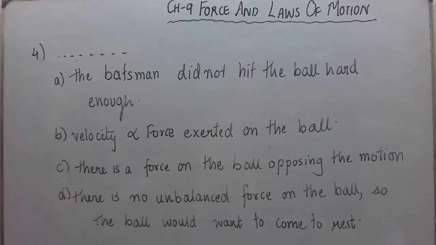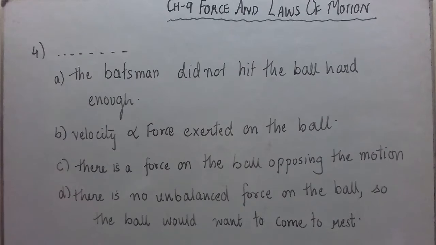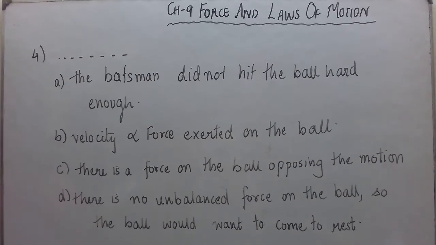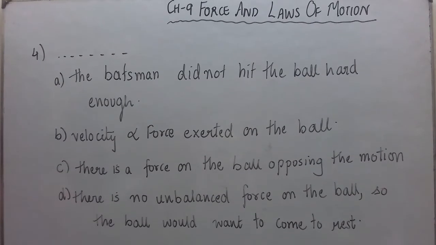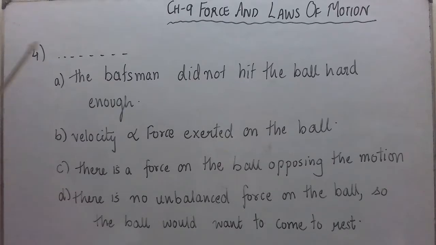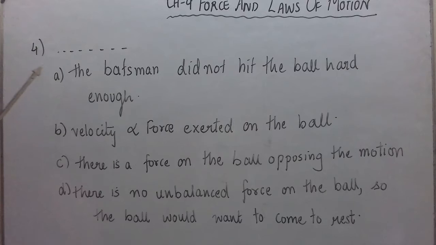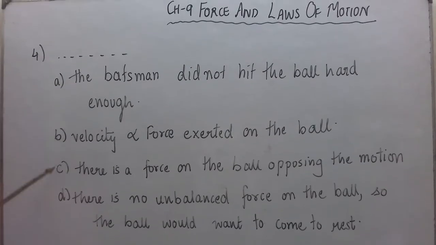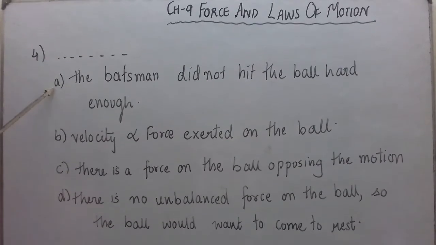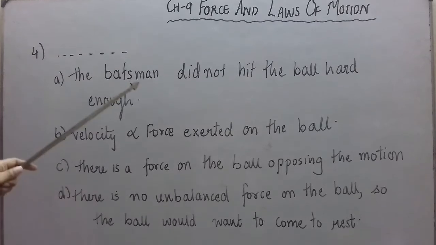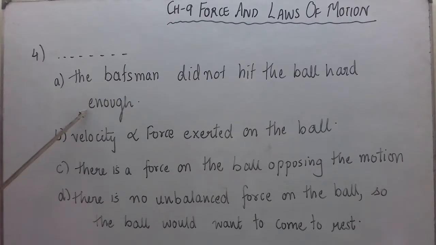Why? Because now there are four options given in the question and you have to select any one. So the ball stops after covering some distance on the ground because you have to choose one of these four options. A is the batsman did not hit the ball hard enough. Do you think it is right?